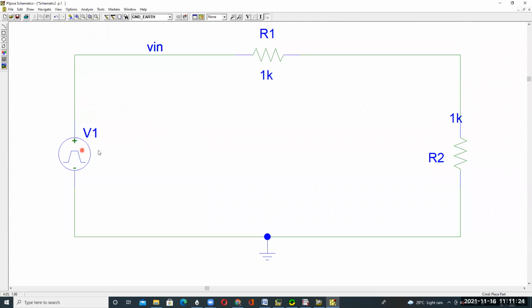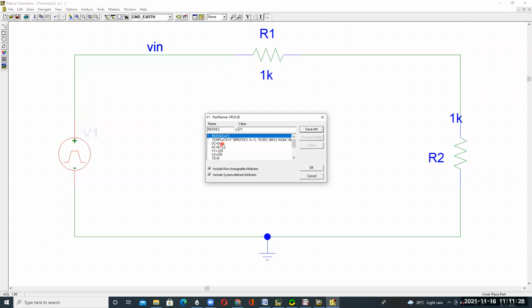So like this, the input parameters of the source are arranged. DC is equal to 0, AC is equal to 0, V1 is equal to minus 220, V2 is equal to plus 220, delay time 0, rise time 1 nanosecond, fall time 1 nanosecond, pulse width 100 microseconds, pulse repetition 200 microseconds.